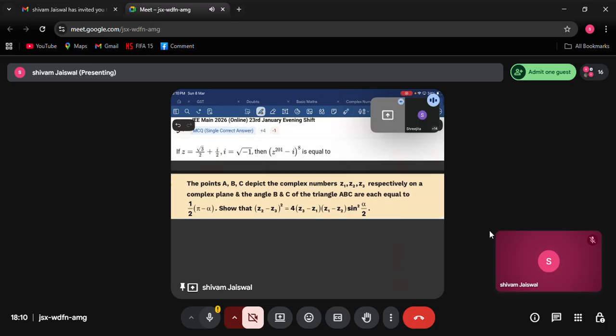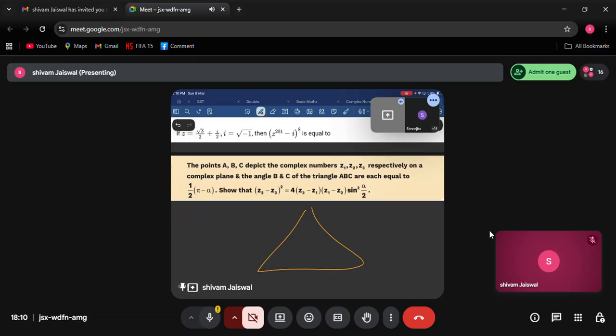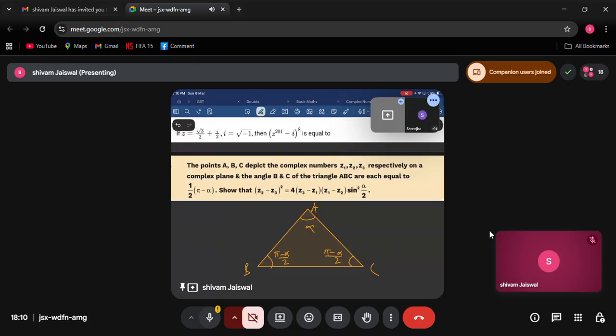So this is a triangle ABC. This is pi by 2 minus alpha by 2. This is also pi by 2 minus alpha by 2. So what is angle A? Can you tell me? It's alpha. Angle A is alpha. So I've got angle A. Next, we need to prove Z2 minus Z3.